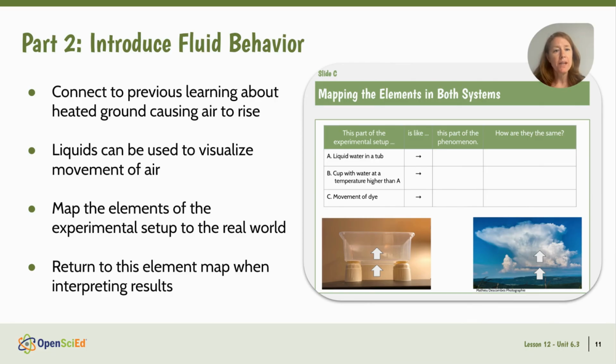So we help the students understand we can use a liquid to help us understand what's going on with the air. We'll have the experimental system already set up and visible to the class. And then as a class, we'll map the elements of this experimental setup to the real world. This is a really important step in the practice of developing and using models, and it's helpful in the sense making for the kids. It's really useful later when we're interpreting our results to return to this element map to make sure that we're taking what we see in our experiment and being able to use that to explain what's happening in the real world.